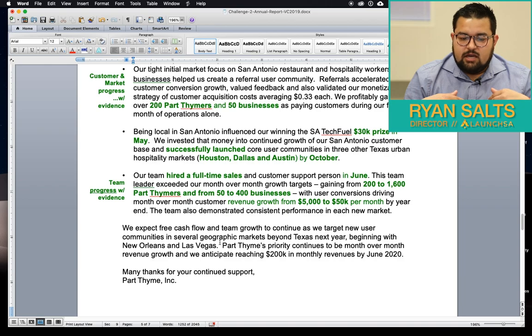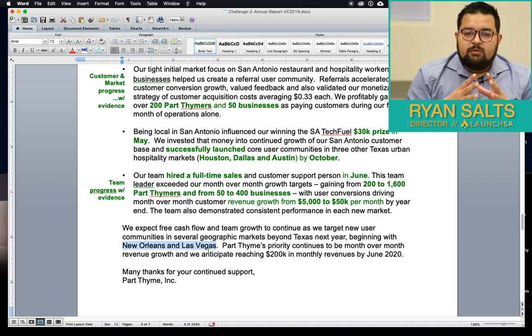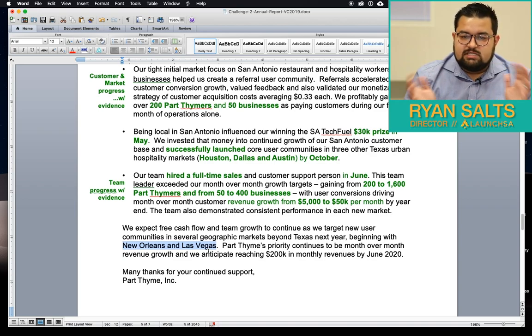The body of this document, those are the most important parts that I wanted to mention. At the end, I transition into the final piece, which is next year we expect free cash flow. We expect our team to grow even further, and we hope to launch in other markets that are similar to San Antonio, such as New Orleans and Las Vegas. From an industry standpoint and from a city-to-city standpoint, those are very similar to San Antonio, meaning that they have a lot of hospitality businesses and their culture runs in a similar fashion.